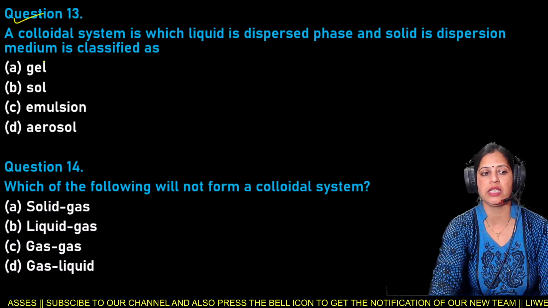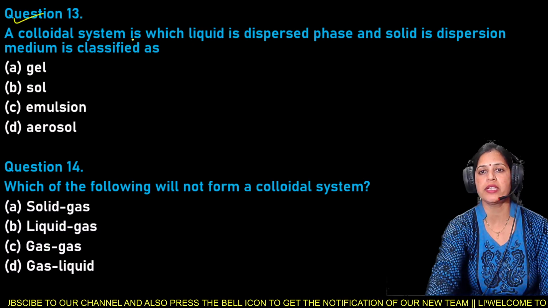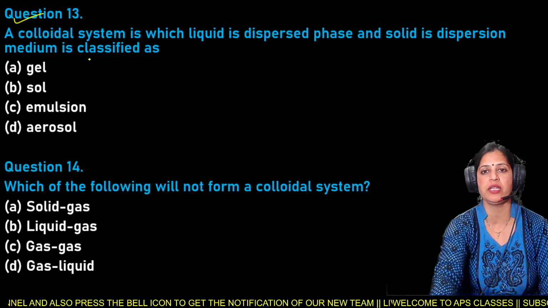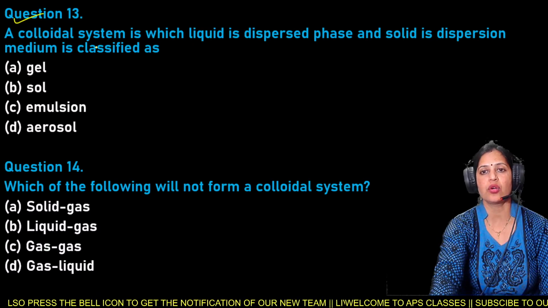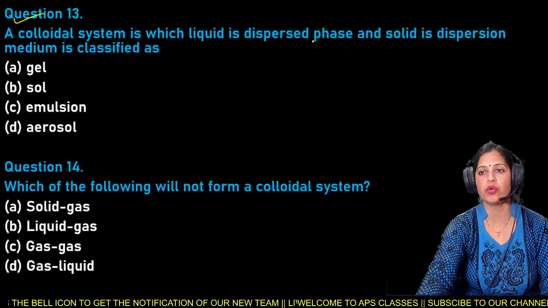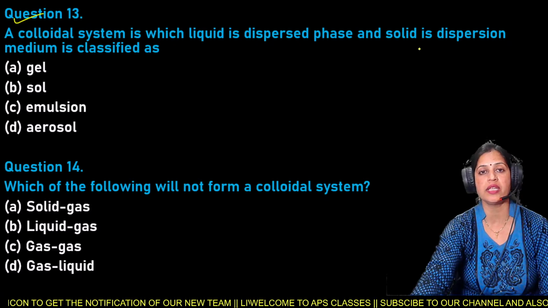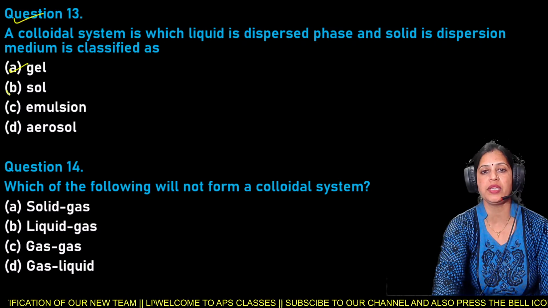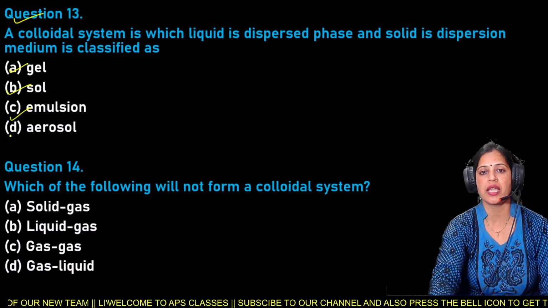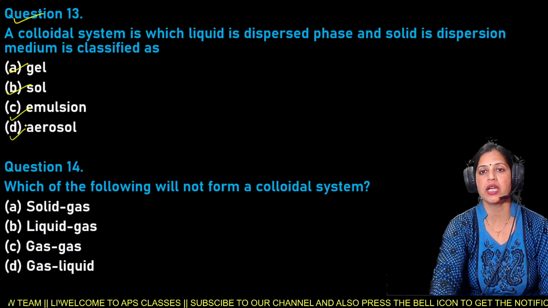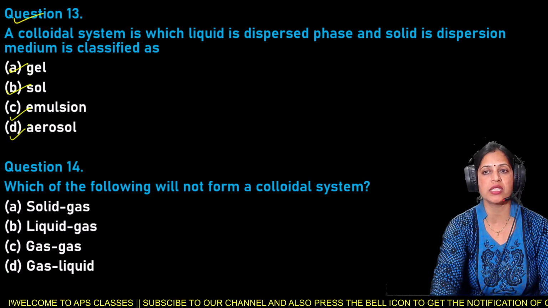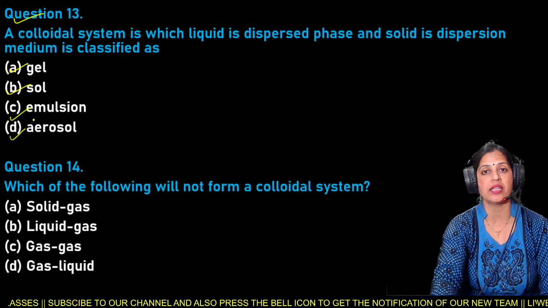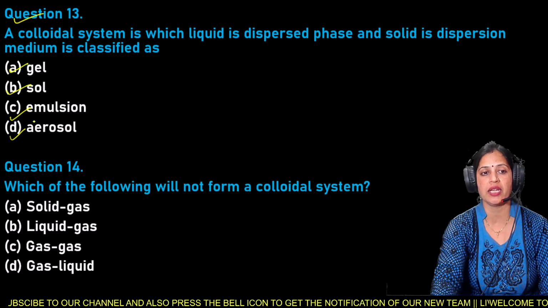Next is question number 13, which is: a colloidal system in which liquid is the dispersed phase and solid is the dispersion medium is classified as? Option A is gel, B is sol, C is emulsion, and D is aerosol.